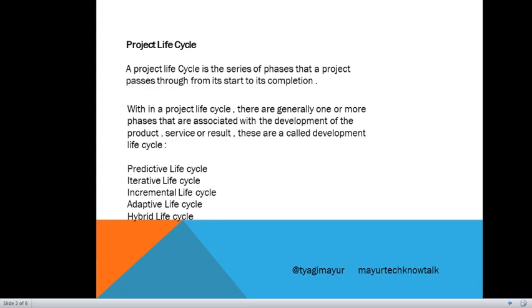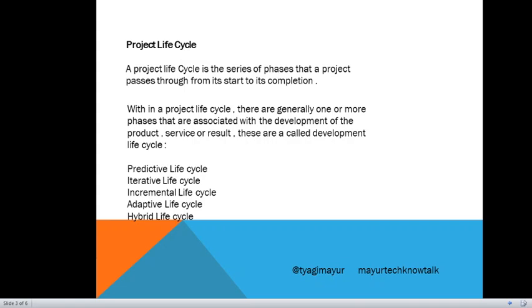Within a project life cycle, there are generally one or more phases that are associated with the development of the product, service, or result. These are called a development life cycle. These could be predictive, iterative, incremental, adaptive, and hybrid.